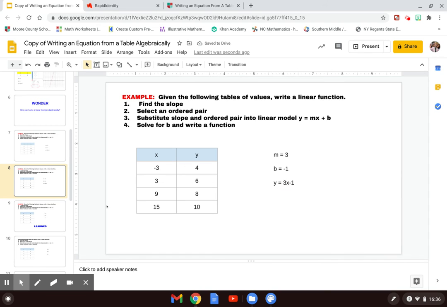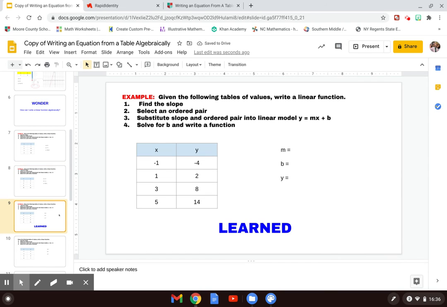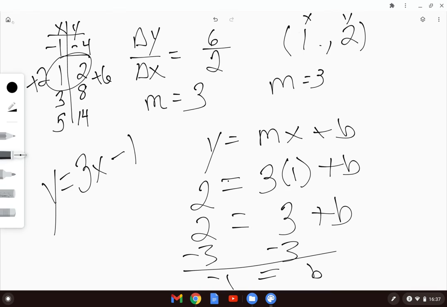All right, and let's look at our last example. So we had our know, we had our wonder. Now we'll see everything that we have learned today. So again, given the following tables of values, write a linear function. So we're going to find the slope, select the ordered pair, substitute, and then solve for b. All right, so here's my table of values again.